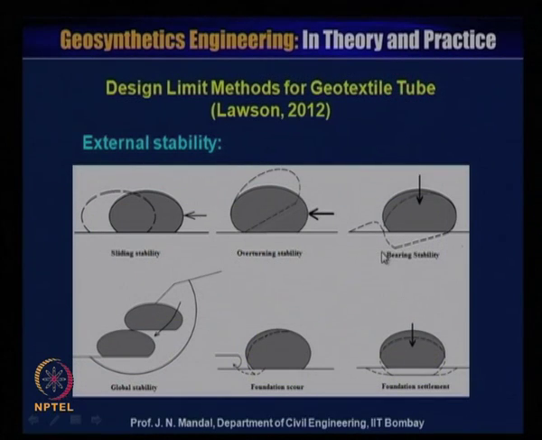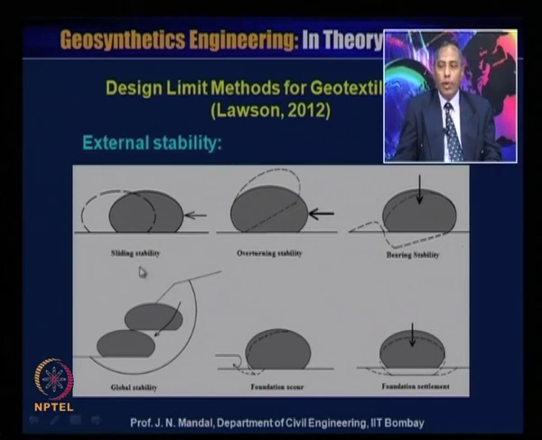Now, some design limit methods for geotextile tube, given by Lawson in 2012, are for external stability. For external stability, there is a possibility of sliding stability. So, the geotextile tube may slide. But here is the overturning, the overturning stability.